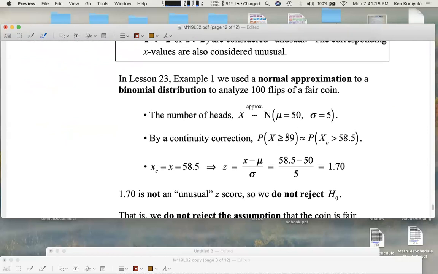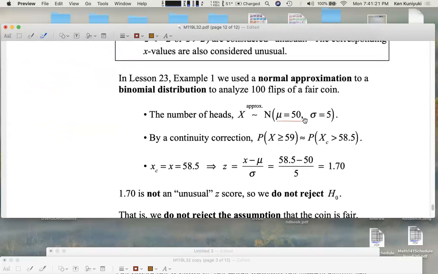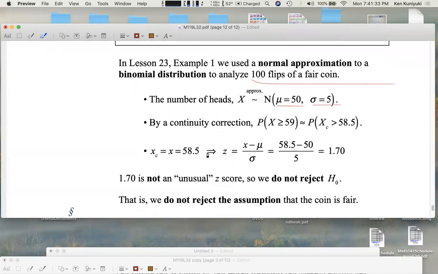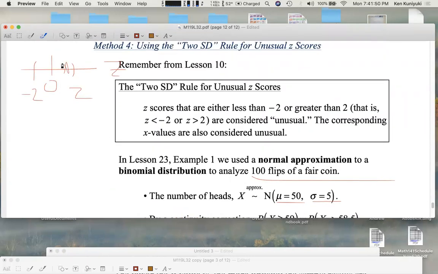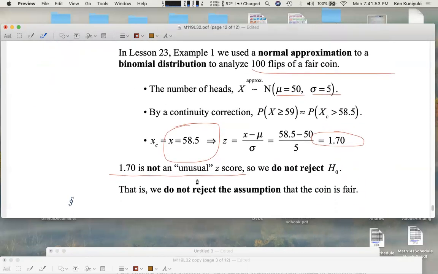So from before, we found that the mean was 50 heads. If you have 100 flips of a fair coin, then the number of heads is approximately normal, where the mean is 50 heads. The standard deviation is 5 heads. For 58.5, that's after continuity correction. Don't worry, you won't have to freak out about continuity corrections on your last homework assignment. But the z-score for that is going to be 1.70, which is not an unusual z-score, right? 1.7 is safely in here. It's not an unusual z-score, so we do not reject the null. So we do not reject the assumption that the coin is fair.